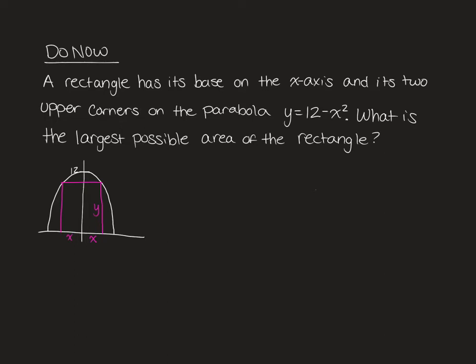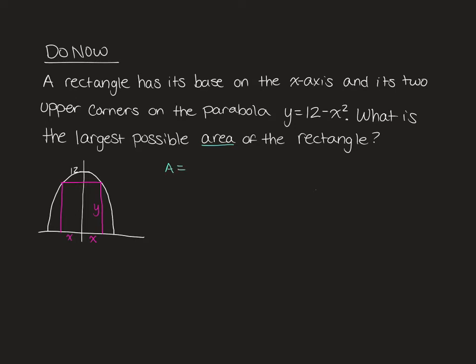Alright, so a rectangle has its base on the x-axis and its two upper corners on the parabola y equals 12 minus x squared. What is the largest possible area of the rectangle? So you need to figure out which equation you need to use. Well, we're talking about area of a rectangle.